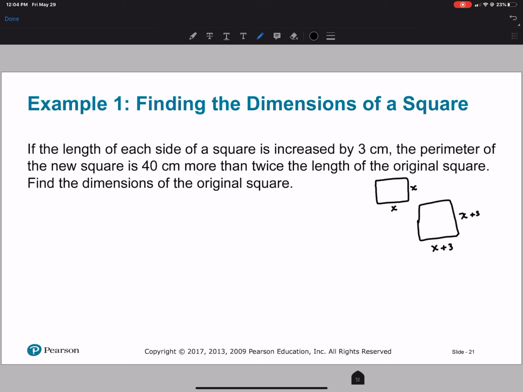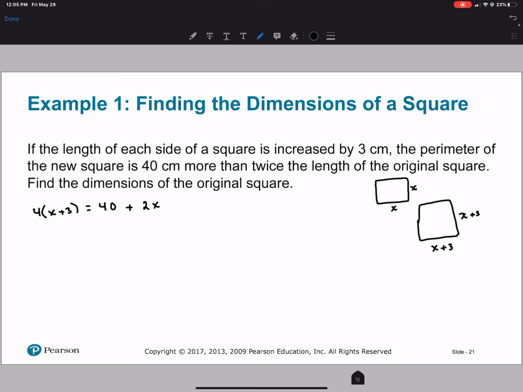So now, when we look at the perimeter of the big square, we know that it's a square, so all sides are the same. So we're going to have x plus 3, times 4. And that equals 40, and then it says more than twice the length. So it'll be plus 2x. All right?